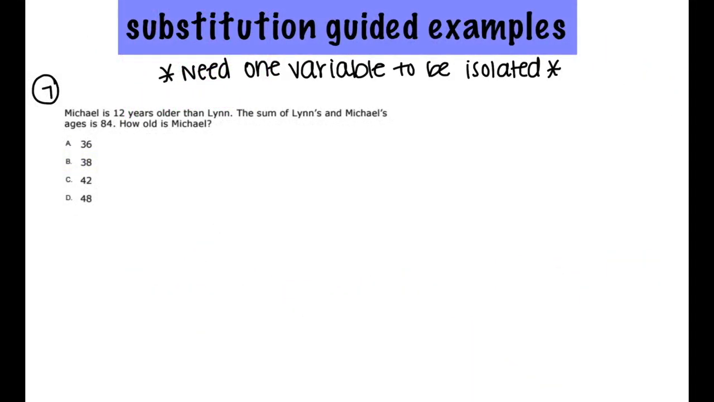Michael is 12 years older than Lynn. The sum of Lynn's and Michael's ages is 84. How old is Michael? Well, first we need to define our variables.